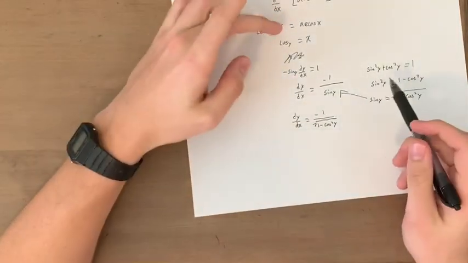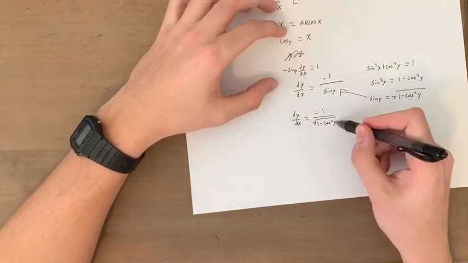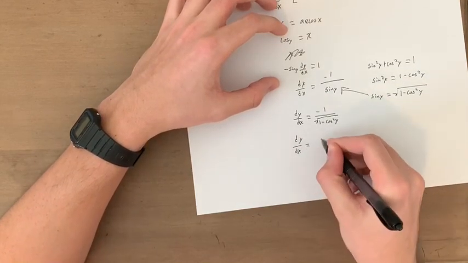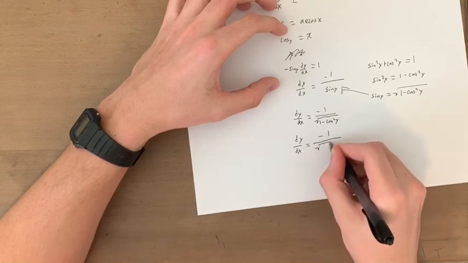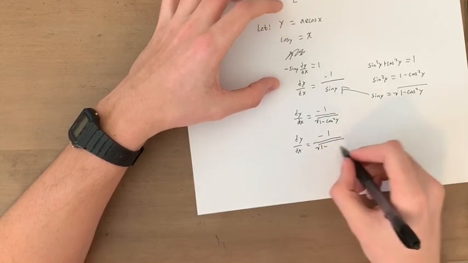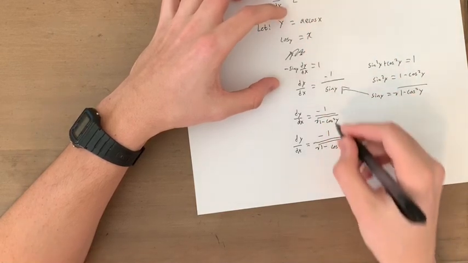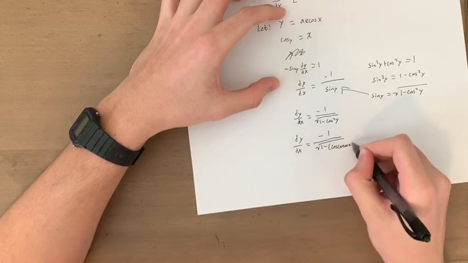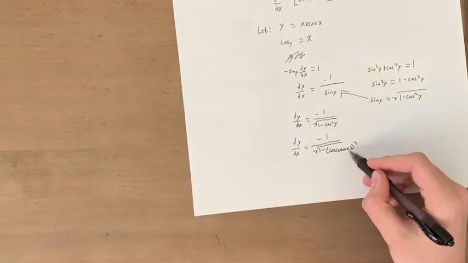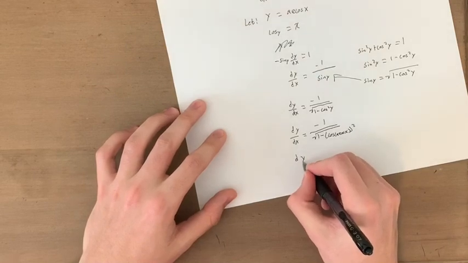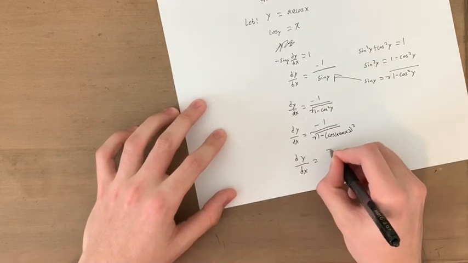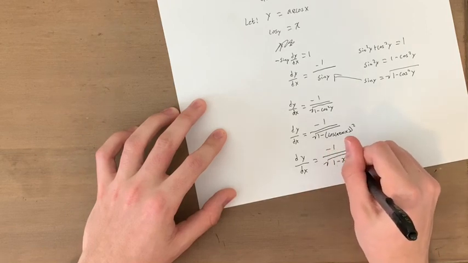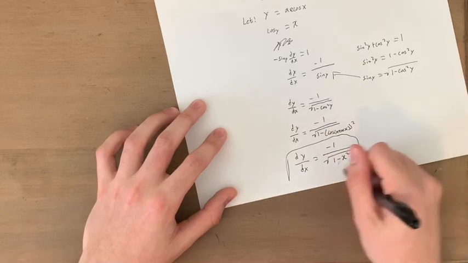Now we do the final step, sub in y for this y right here to get rid of the y's. Negative 1 over the square root of 1 minus cosine, plug in y, arccosine x, squared. The cosine and the arccosine cancel, so we get our final derivative: negative 1 over the square root of 1 minus x squared.